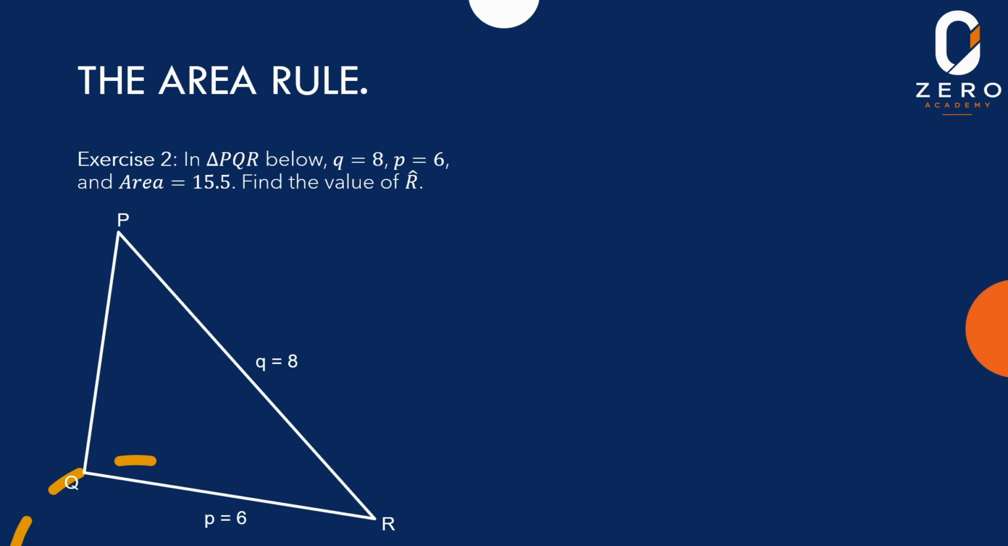Let's take a look at another example. In triangle PQR below, q is equal to 8, p is equal to 6, and the area is equal to 15.5. Find the value of angle R. This time we're given two sides and the area, and we're asked to find the angle. First step, again, I'm going to write down my area rule.